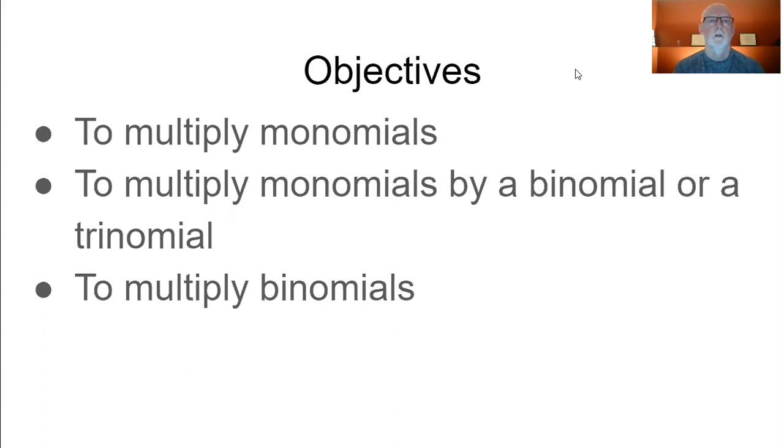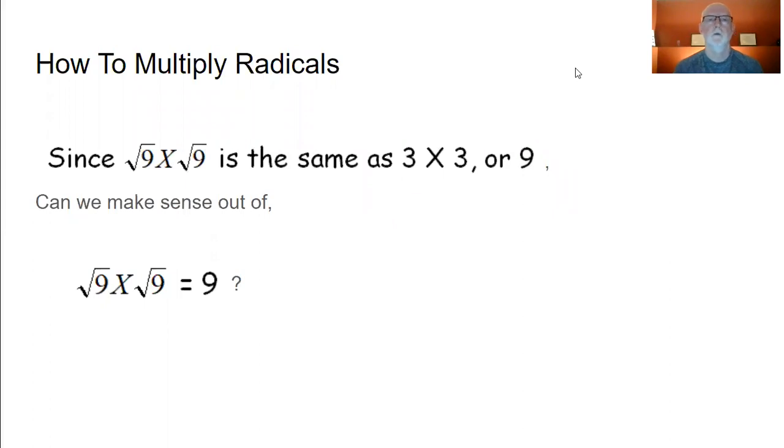Objectives here: one, to multiply monomials, single terms. Two, to multiply monomials by a binomial or a trinomial. And third, to multiply binomials. So how do we multiply these radicals? Well, let's start by looking at multiplying monomials, two single terms. How do we do it?